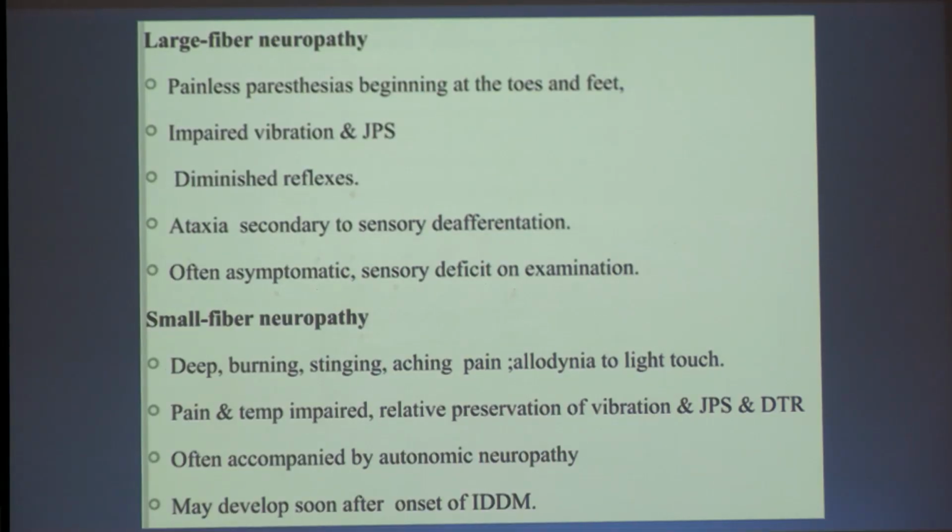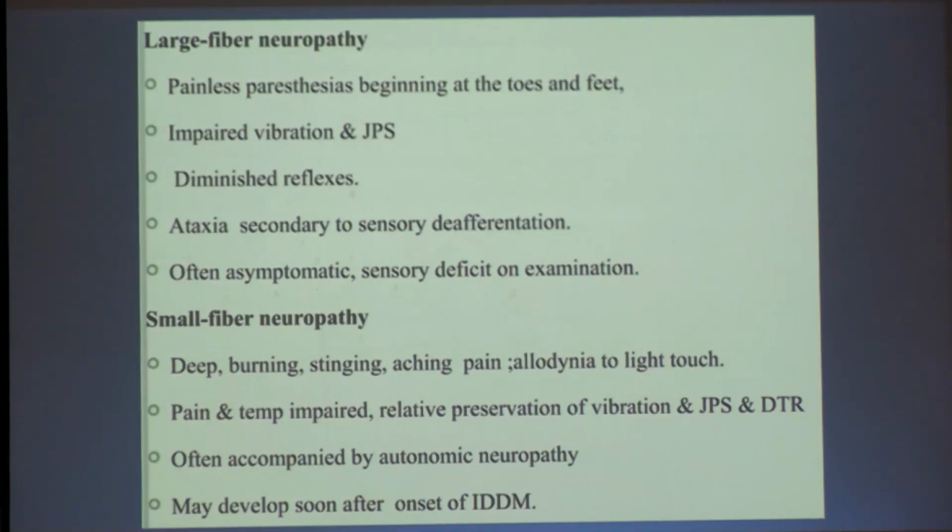Small fiber neuropathy: deep burning, tingling, paresthesia or sensation involving the toes and the lower limbs. Allodynia to touch, impairment of pain sensation and thermal sensation with relative preservation of proprioception and vibration sensation. Since motor command or motor input is not transmitted through the small fiber, deep tendon reflexes are intact. This is the vital point.